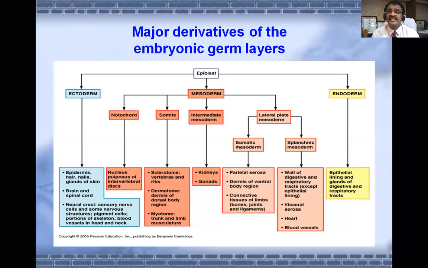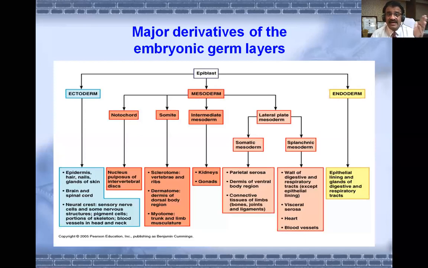Here you can see the major derivatives of embryonic germ layers or germinal layers. It is very easy to understand. First, you understand ectoderm, and ectoderm here it is shown in a blue color. Everybody should know this chart. Okay. If you see the derivatives, epidermis of the skin is derived from ectoderm, and epidermis has got hair on it, nail, and glands of the skin, so they are also forming from ectoderm.